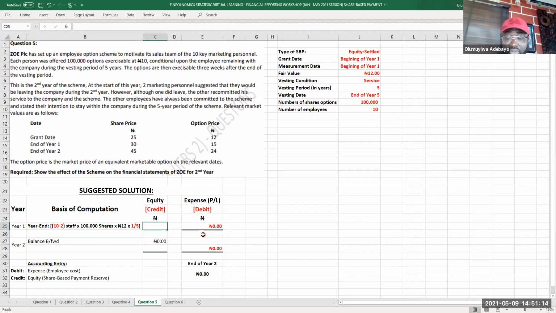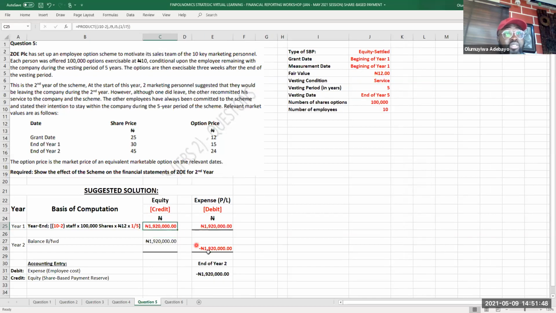Now, on that premise, what is my product? My product of 10 initially, 2 as at year 1, I expected to have left. Each one is entitled to 100,000, and the fair value is 12, and we are in the first year out of the 5 years. On that basis, we have this amount reported as our liability, as our equity position in year 1.